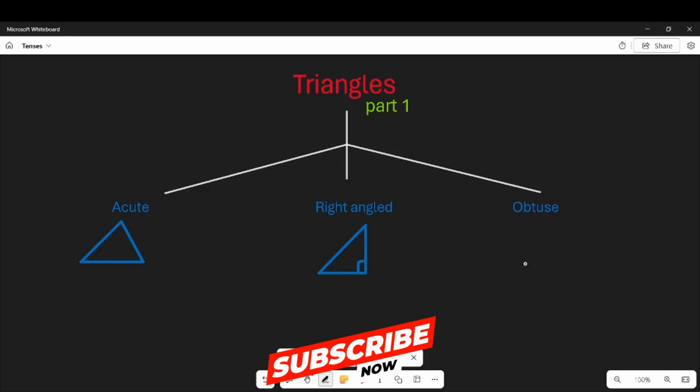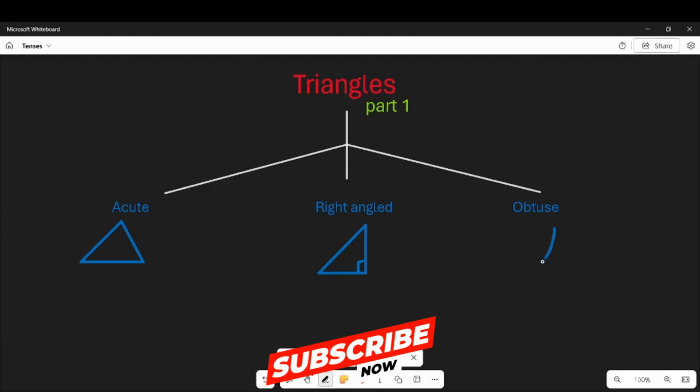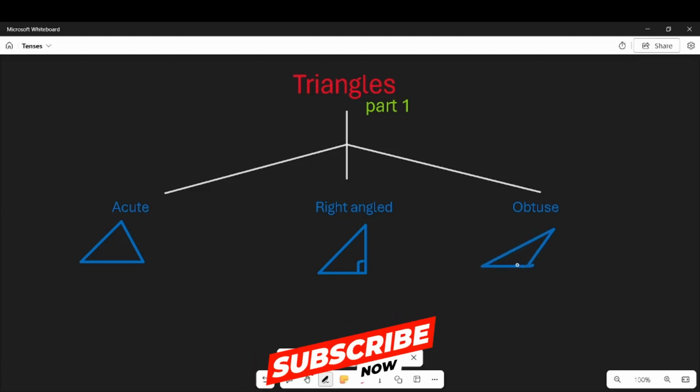Now let's move on to obtuse triangles. An obtuse triangle is when a triangle has only one of its angles obtuse. So let's make one. Now this is an obtuse angle triangle because the angle over here is obviously more than 90 degrees, because we all know what an obtuse angle is: when an angle is more than 90 degrees and less than 180 degrees.